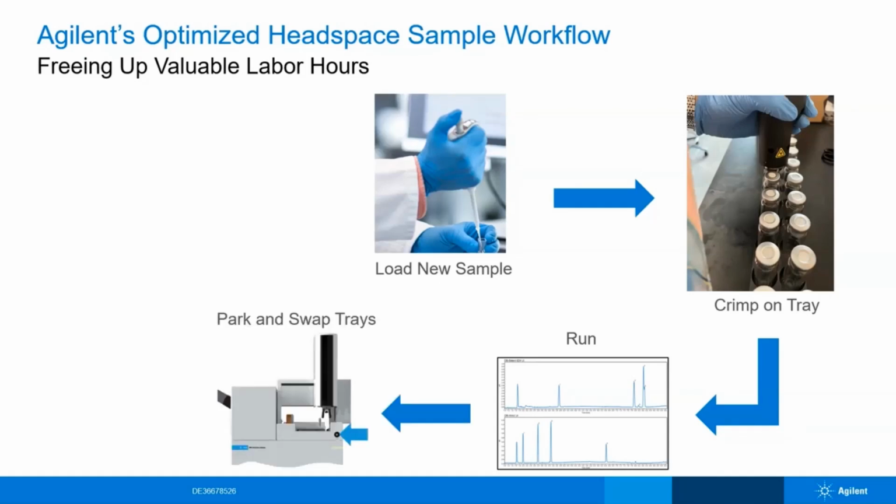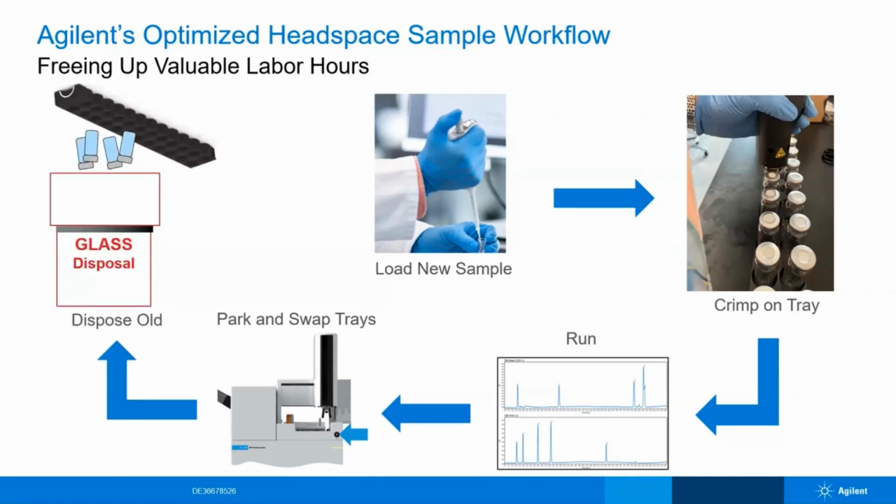So next you take your sample and you go onto the system and run. You can then take an old sample tray that everything has been run, all of the vials have been punched. You can park it, you can swap out the trays, you can toss all of the old samples into the designated waste disposal, whatever is appropriate for that particular type of glass or contaminated glass. And then with that fresh tray, you can start back over again.